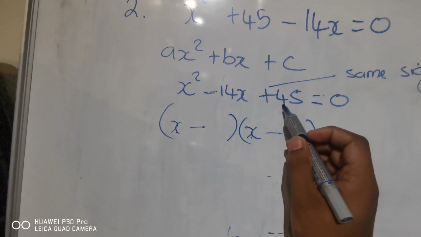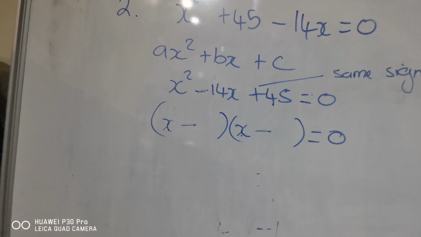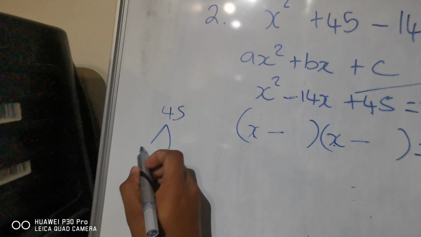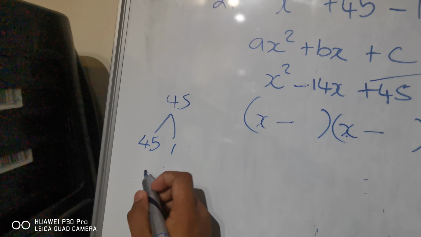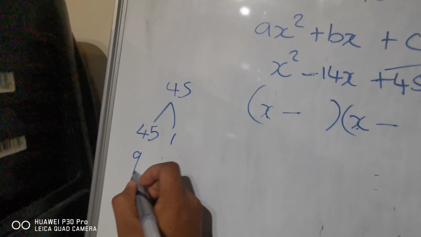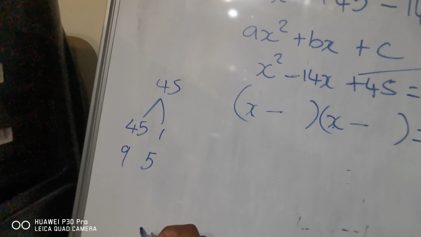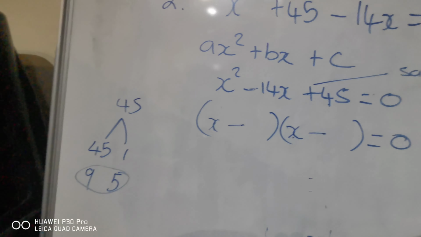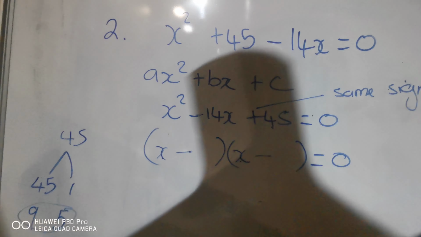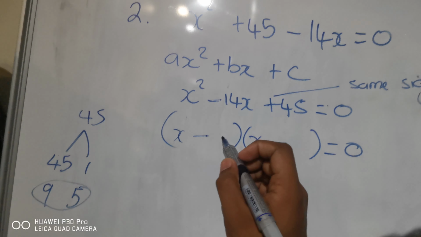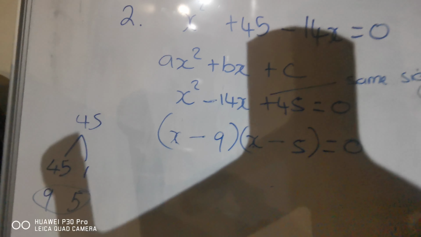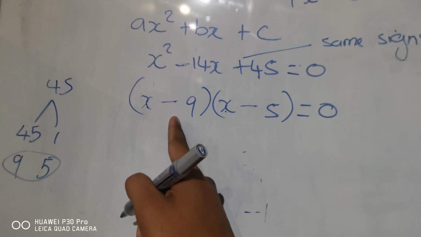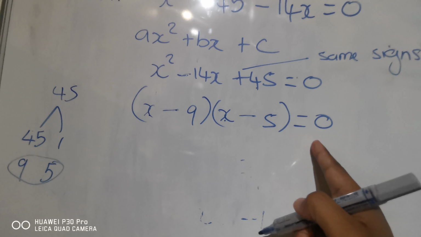The next step is to take your 45, write down the factors of 45. That's going to be 45 and 1, and another one would be 9 and 5. Okay. Then it's clear to see that the 9 and 5 is the only pair that can give me 14 when I add them up. So I'm going to put the 9 and the 5 down. We end up having x minus 9 multiplied by x minus 5 equal to 0.